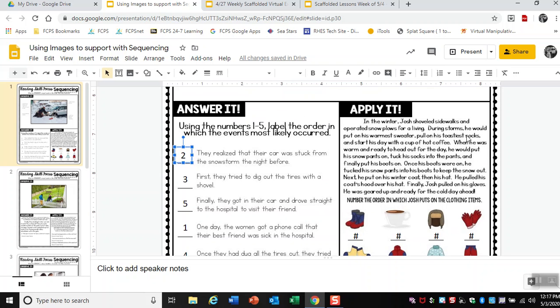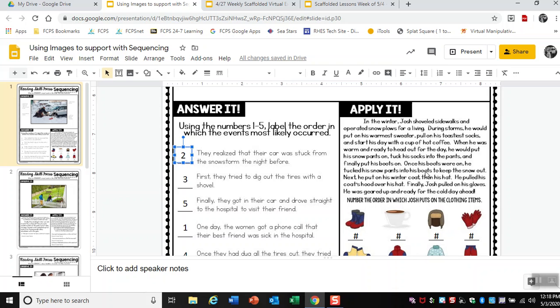It says, in the winter, Josh shoveled sidewalks and operated snowplows for a living. During storms, he would put on his warmest sweater, pull on his toastiest socks, and start his day with a cup of coffee. When he was warm and ready to head out for the day, he would put his snow pants on, tuck his socks in his pants, and finally put his boots on. Once his boots were on, he tucked his snow pants into his boots to keep the snow out. Next, he put on his winter coat, then his hat. He pulled his coat's hood over his hat. Finally, Josh put on his gloves. He was geared up and ready for the cold day ahead.